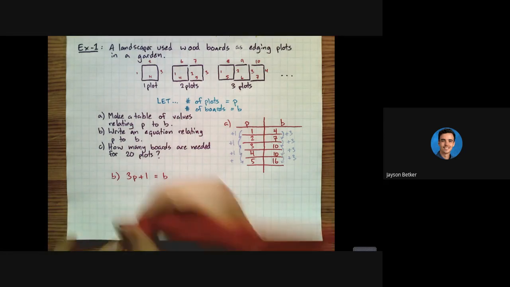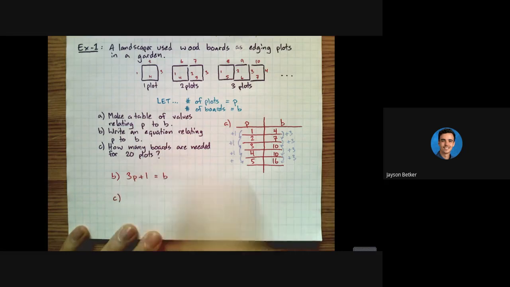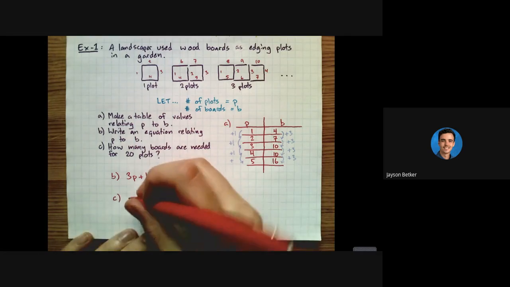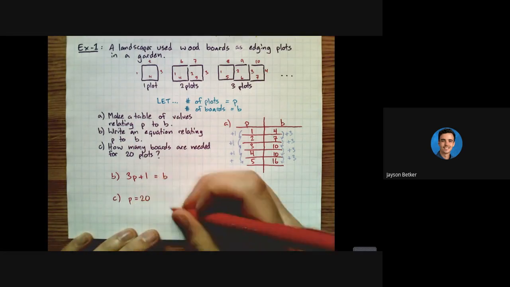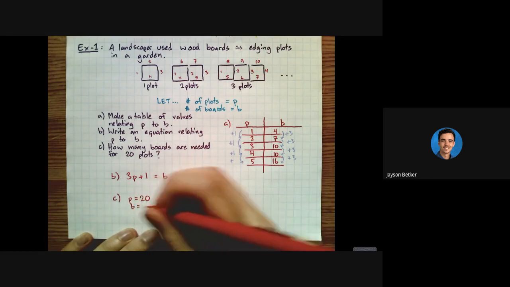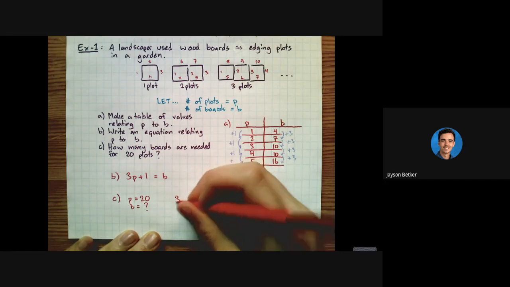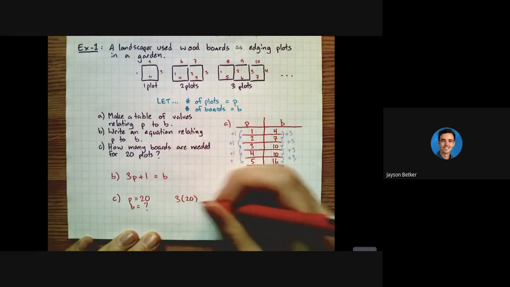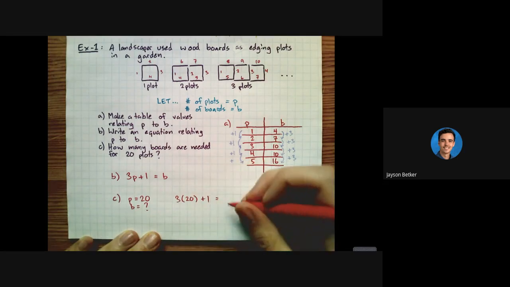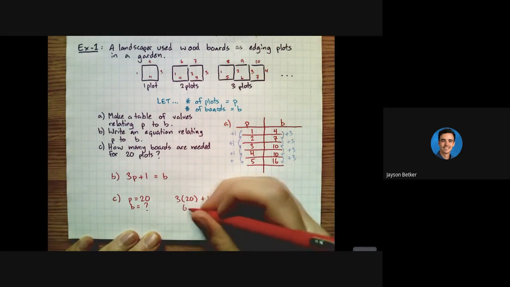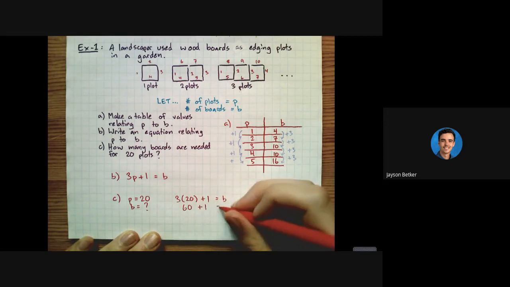So let's move on. Part C. How many boards are needed for 20 plots? Well, we know that we need 20 plots, so P is equal to 20. What is B equal to? Plug it into our equation. 3 times 20 plus 1 equals B. So 3 times 20 is 60 plus 1 equals 61.